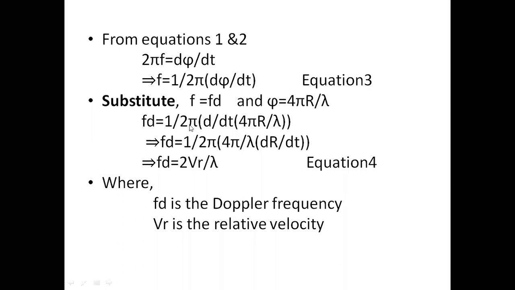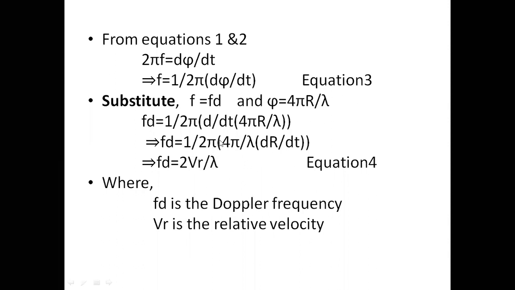So fd is equal to 1 by 2 pi, where 4 pi by lambda is constant, into dr by dt. So r is not constant. So fd is equal to 2 Vr by lambda, because here pi cancels and we get a 2. And dr by dt means the changing distance with respect to change in time, that is distance by time, which represents the velocity, or relative velocity or speed. So dr by dt means Vr, and totally we get the Doppler frequency fd is equal to 2 Vr by lambda.